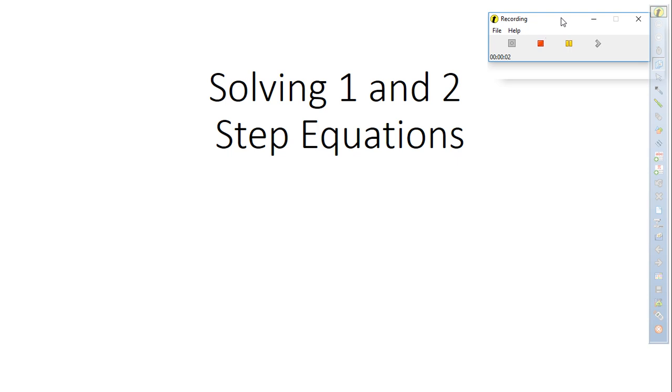Okay, today we are going to talk about solving one- and two-step equations. This is the first time for me to use this Mobi to record a video, so if it has some glitches, we will work those kinks out as we go. But today in class we solved one- and two-step equations.